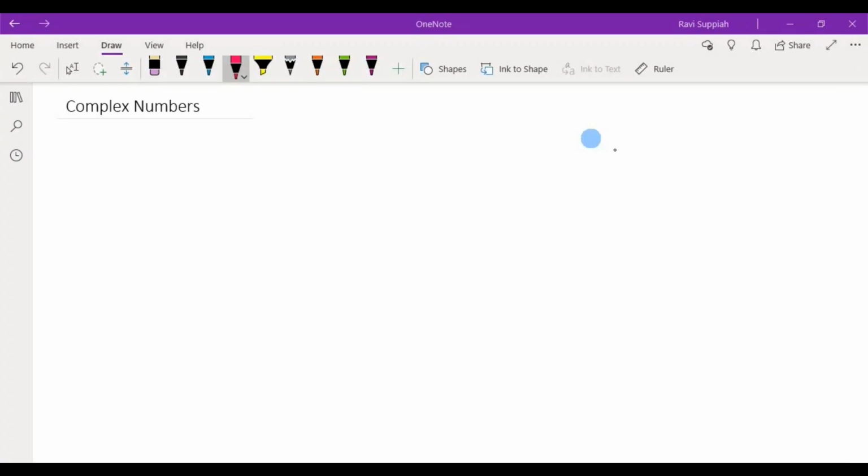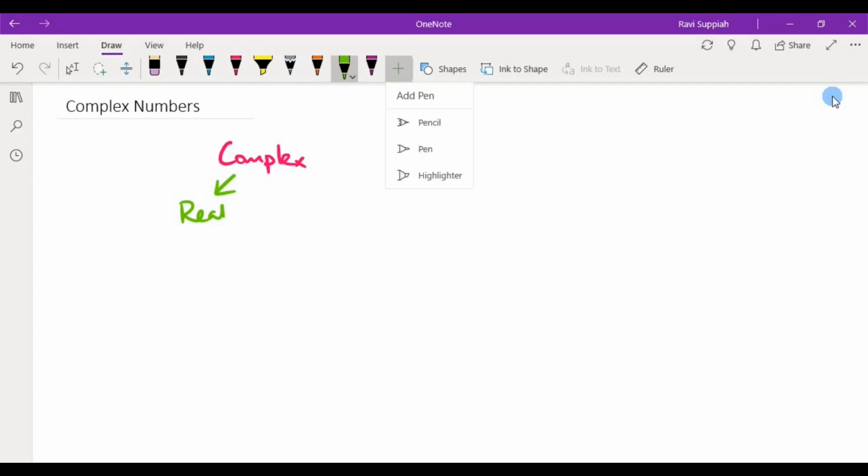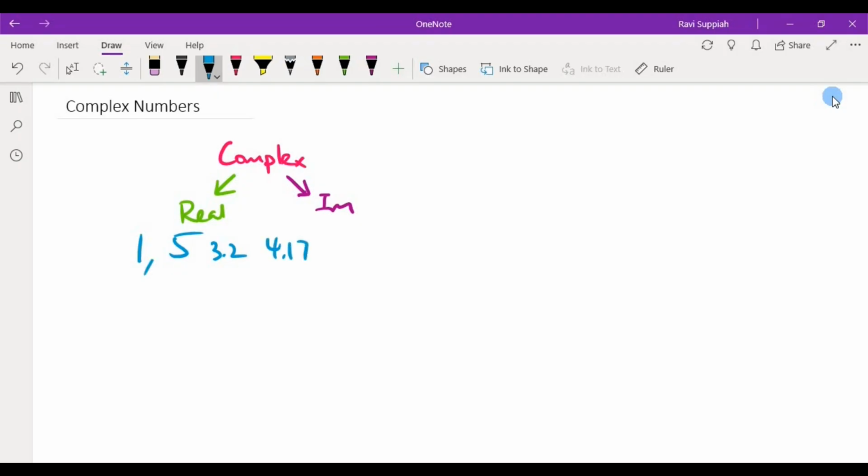Now, what is a complex number? A complex number is a number that has two components to it. One is the real component, the other is the imaginary component. Real numbers are what we know. It could be pure integer numbers, like 1, 5, or it could be decimal numbers, 3.2, 4.17, and so on. So these are all examples of real numbers.